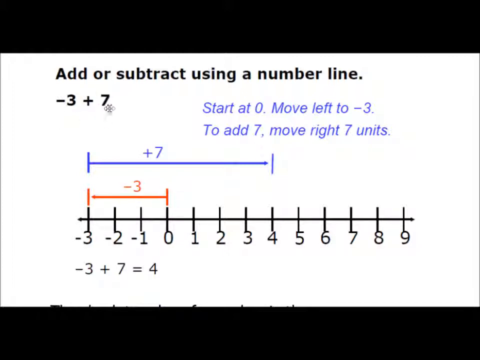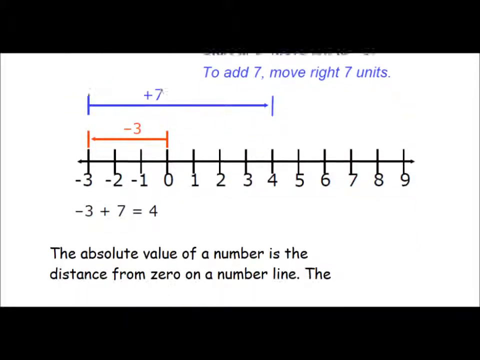Then we have to add plus 7. So adding from the point where we have counted -3. Adding means moving to the right. Addition always means we have to move to the right. Subtraction means we have to move to the left. So starting from -3, we have to move 7 units to the right. 1, 2, 3, 4, 5, 6, 7. We reach 4. So -3 plus 7 is 4.